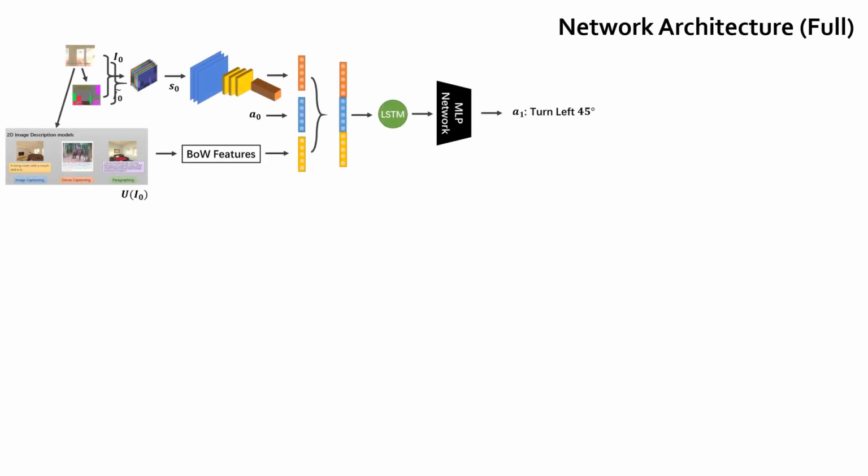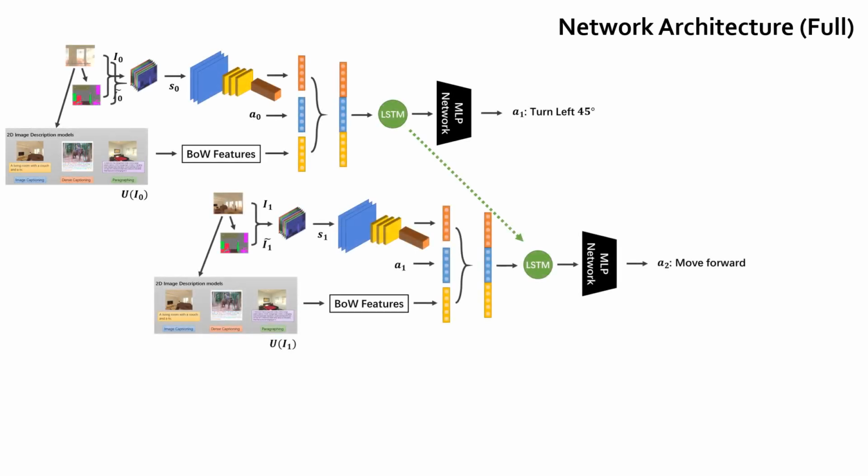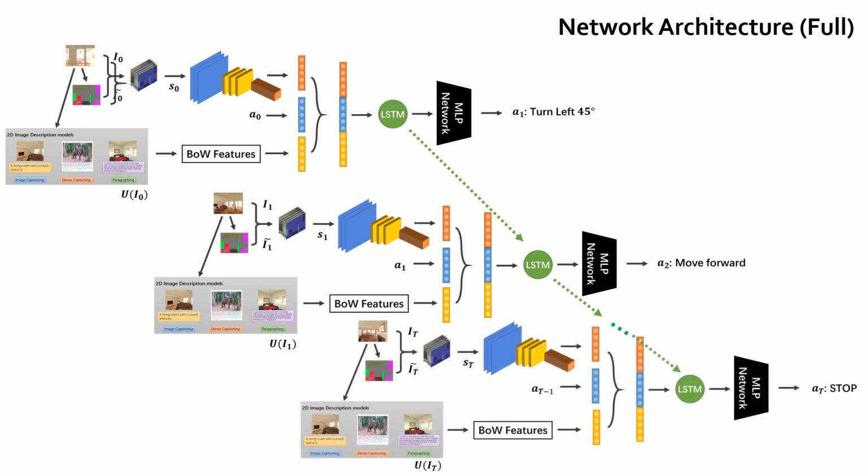This is a full network architecture with unrolled LSTM time steps. In the training phase, we use imitation learning to minimize the loss function between the generated action sequence and the ground truth action sequence. In the inference phase, the output action of each time step is used as the input of the next time step. This process iterates until the robot stops.